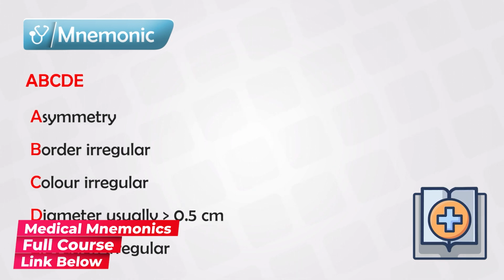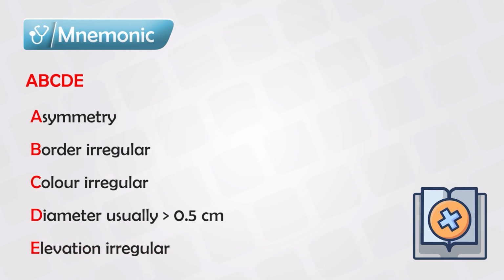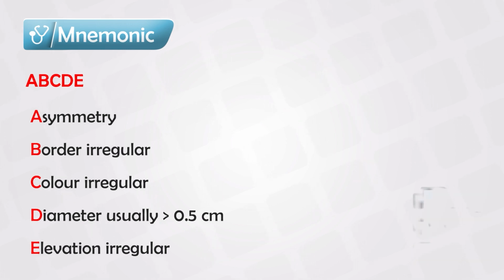B for border irregularity. Sometimes the mole itself is symmetrical, but its border is not regular. So roughly speaking, it would be symmetrical and circular in shape, but its borders would be irregular. And again, this goes back to the lesion itself trying to invade the tissues around it.